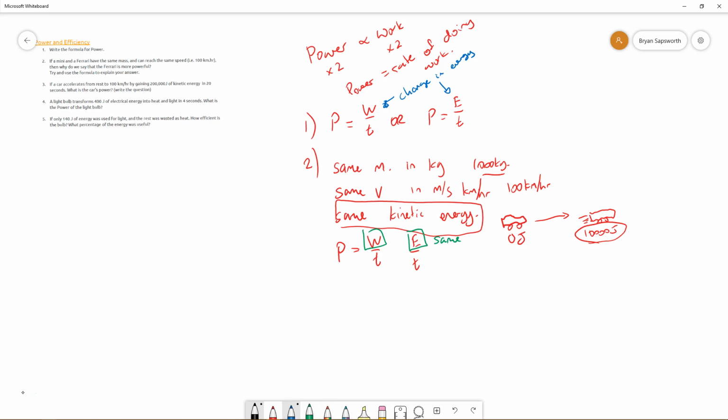So what's different though? A Ferrari would go much faster. So a Ferrari would have a smaller time than the Mini to get to 100 kilometers an hour. So the time for that change would be smaller. And that means if the bottom line of the fraction is smaller, then the power must be larger. So the time for the Ferrari is smaller, so power will be larger.